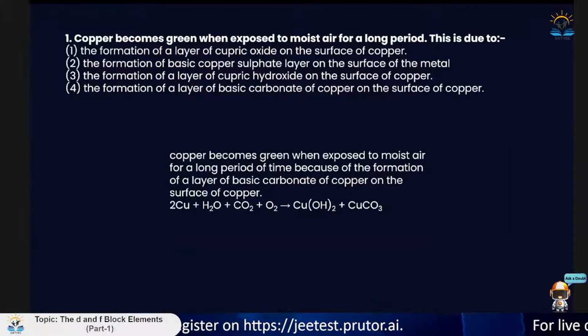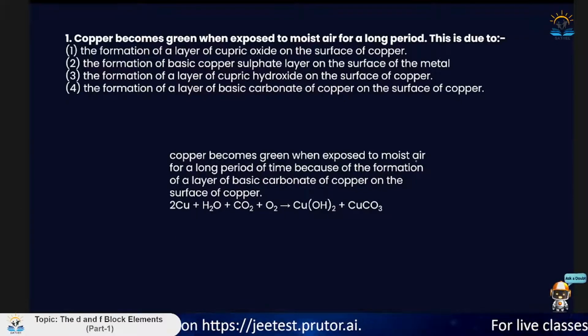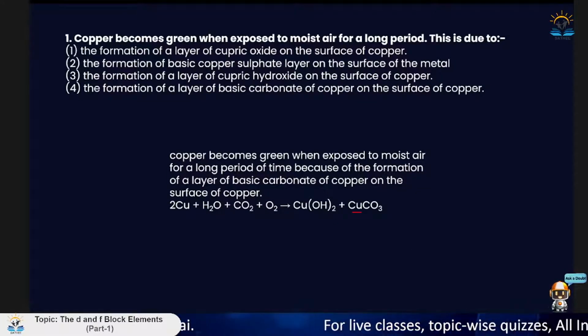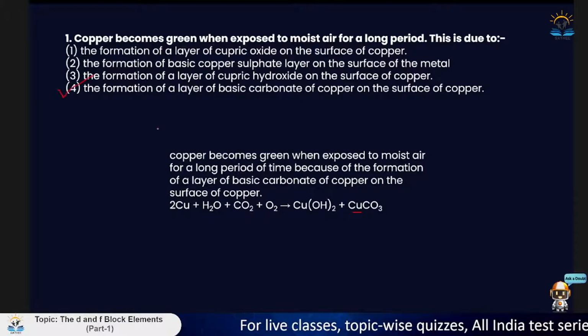This is the reason copper becomes green when it's exposed to moisture for a long period: the formation of a basic layer of carbonate of copper. That is this CuCO3 that is formed over here. So then what is the answer for this? Option 4 is my answer.